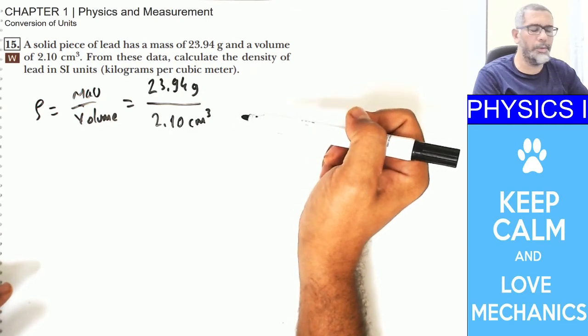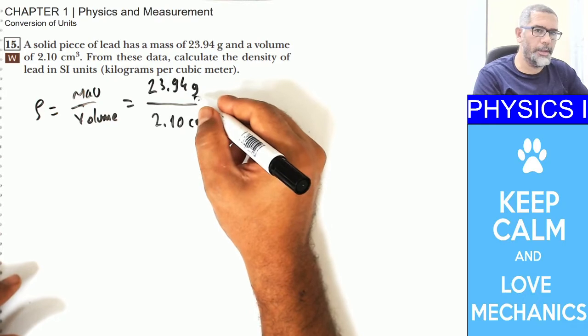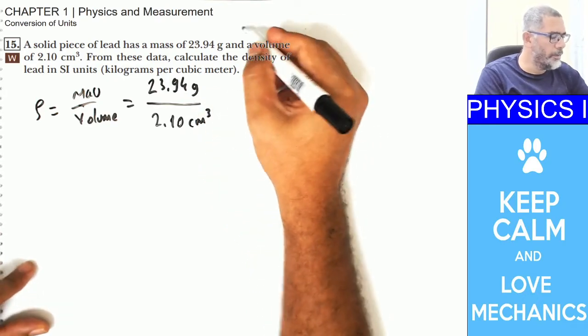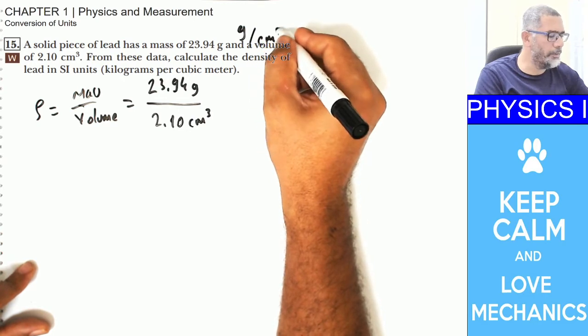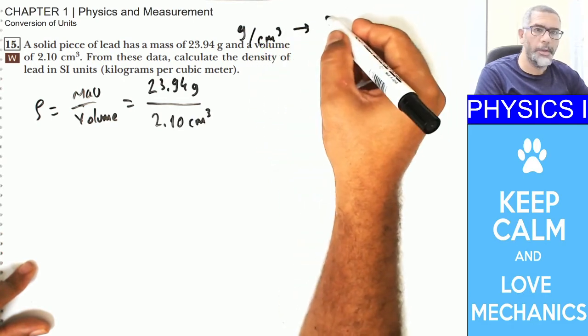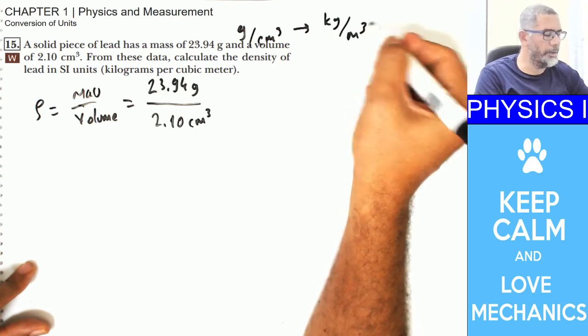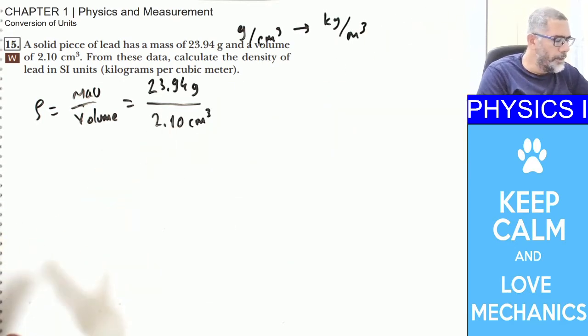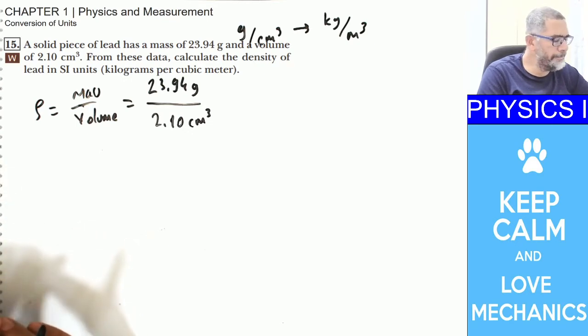So what you are going to do is convert gram per centimeter cube into kilogram per meter cube. Okay, so as I explained in the previous slide, you are going to use conversion factors.